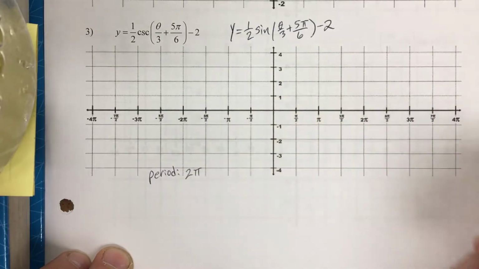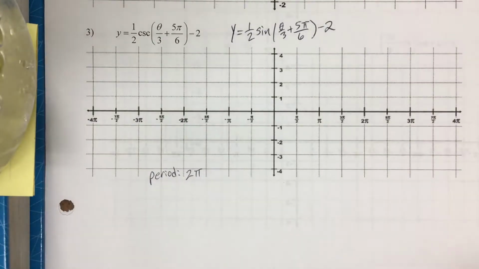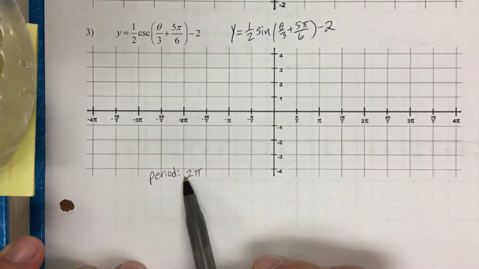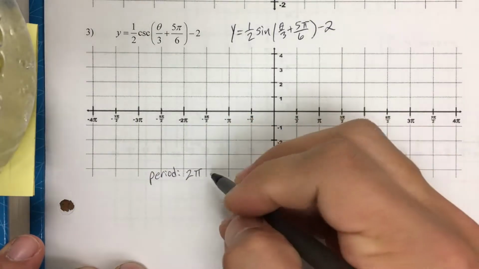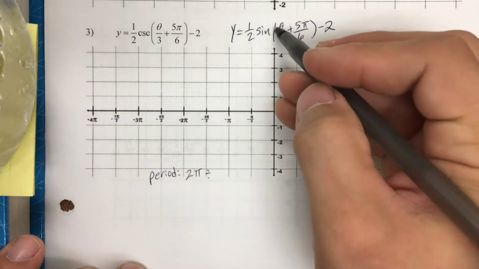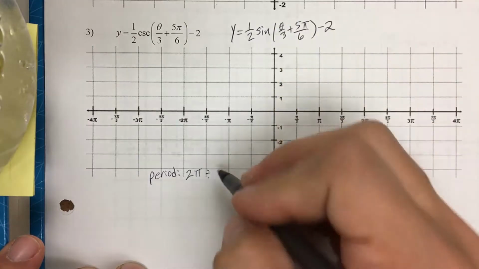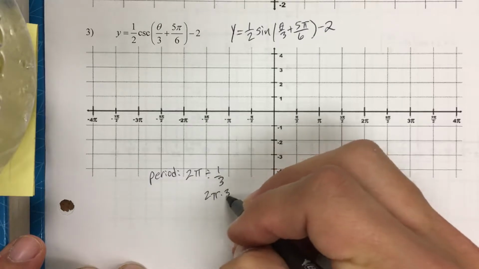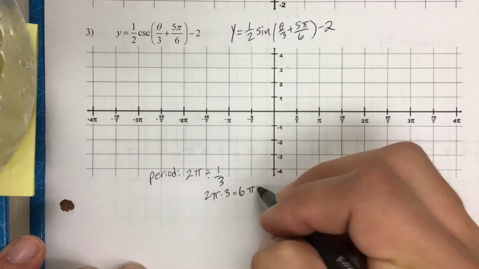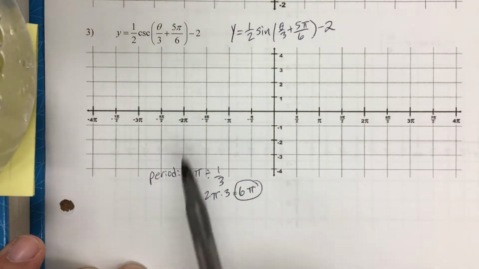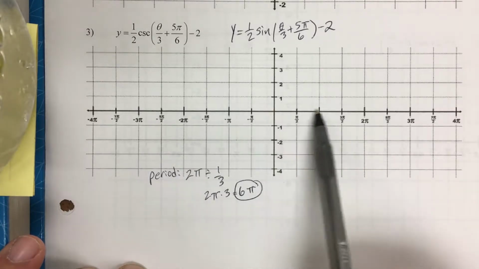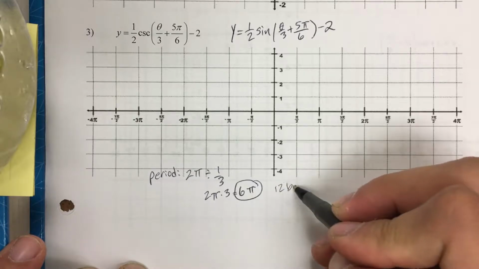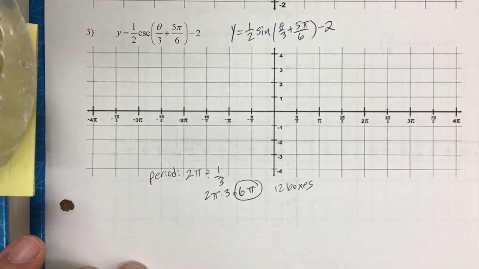We were just looking at tangents if you watched the previous video. Tangents start with a base period of pi, whereas sine and cosecant start with a base period of 2 pi. So we'll take 2 pi and divide it by the number in front of theta, which is 1/3. So 2 pi times 3 is 6 pi. In reference to this graph, every pi is 2 boxes, so my total period is going to be 12 boxes.